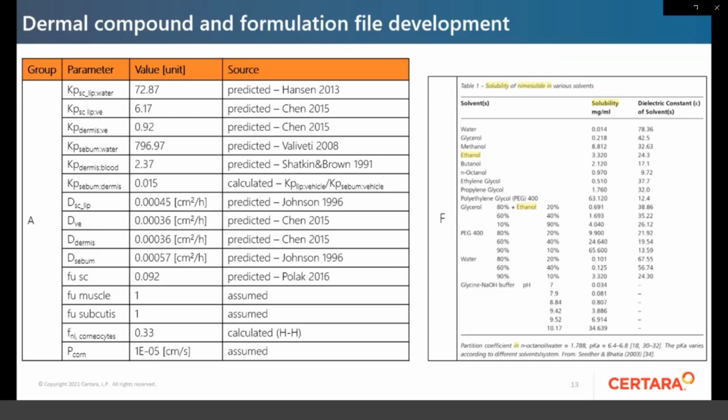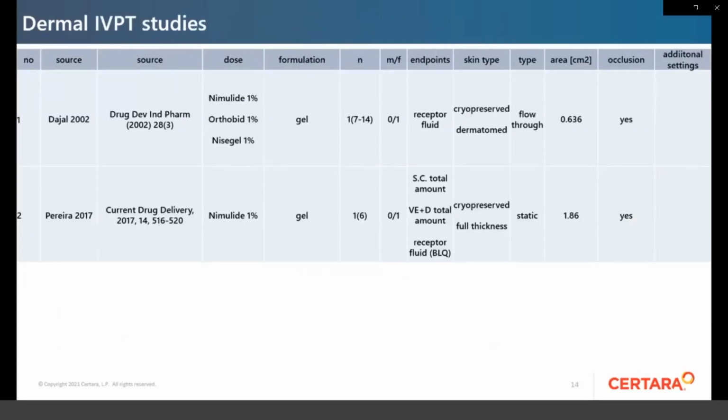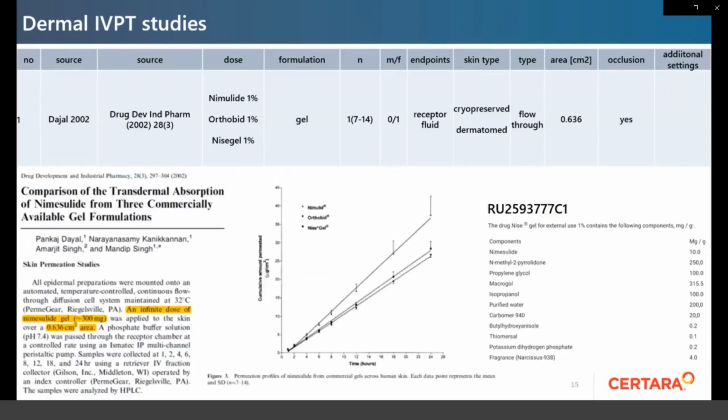So again, we calculated these parameters, we provided them to Simcyp, and then we found two IVPT studies, which we used for the verification of the developed model. The first one is the Dial study. In the Dial study, they provided the permeation profiles of nimesulide from three commercially available gels, which were assumed to be solutions, namely Nimolide, Orthoped, and Nisogel.